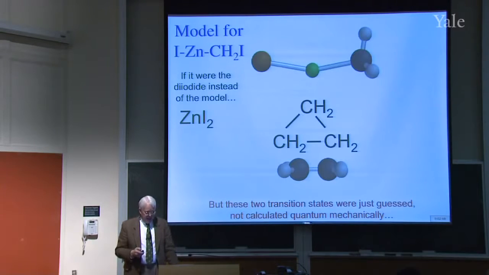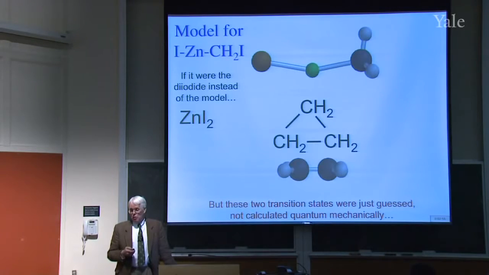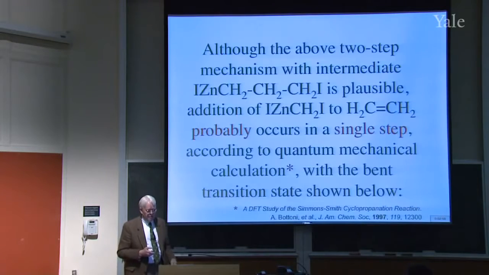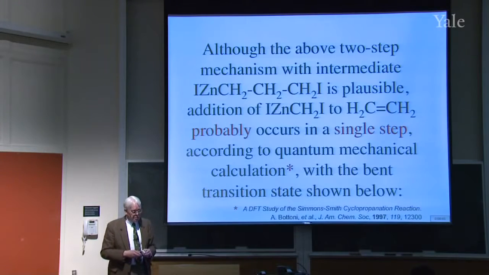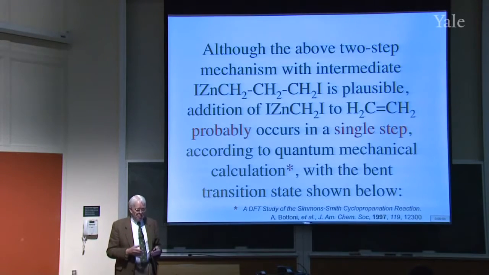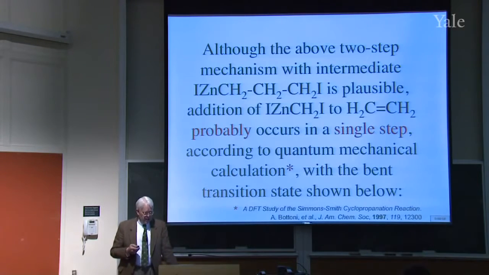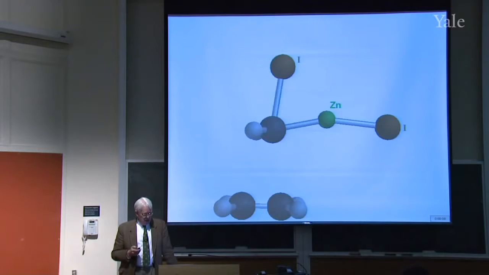But that probably is not the way it goes. It's probably not two transition states. We just guessed that. But there was a quantum mechanical calculation of what the transition state for this should look like, and they found something different. So although that mechanism is plausible, it probably occurs in a single step according to this calculation, with this bent transition state. Okay? So this is the transition state where everything is happening at once.